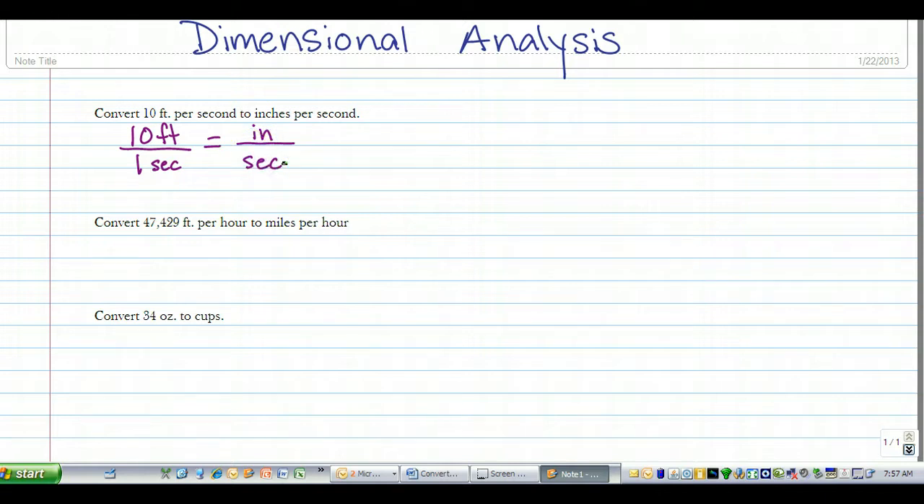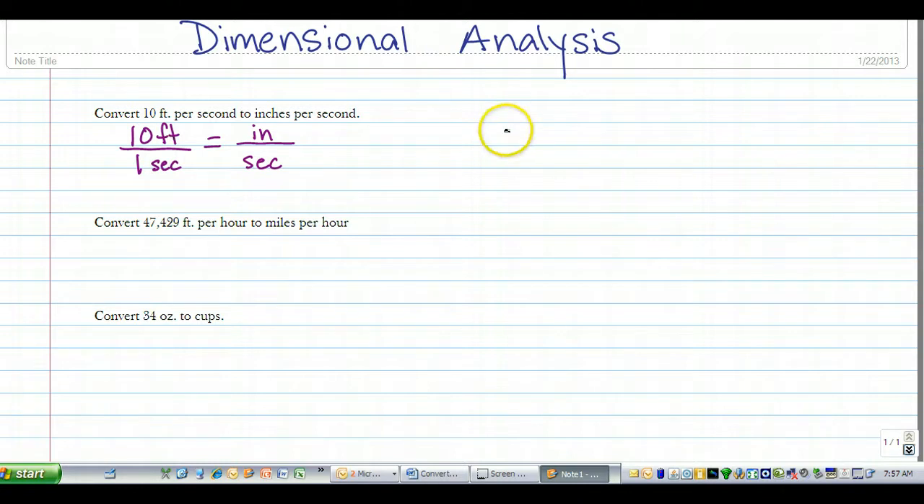Now you might notice there's a problem because in proportions, the top labels have to be the same. The bottoms are the same, second, but we have feet and inches. So we have to change something. They have to be the same. Well, I don't know any number here, so I'm going to have to change this 10 feet to inches. Well, how do I do that? Well, we have to start off with how many inches are in a foot.